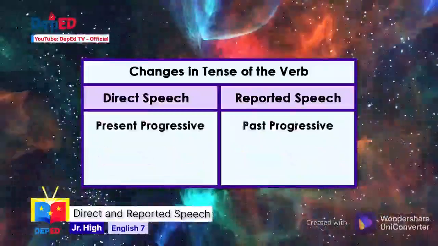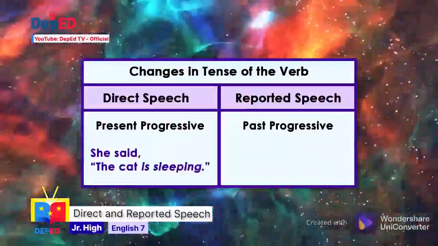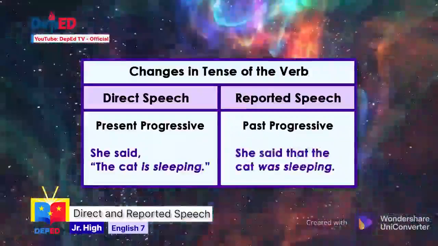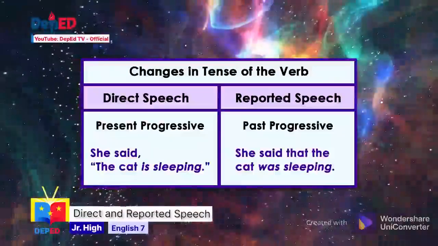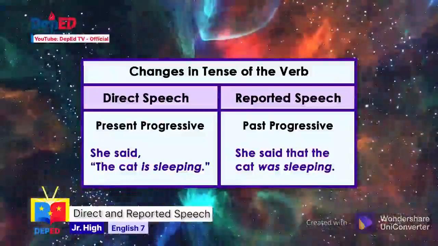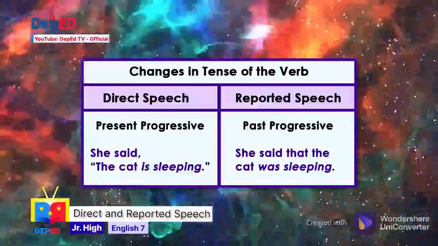Present progressive. She said, "The cat is sleeping." Past progressive. She said that the cat was sleeping. In direct speech, the verb sleeping is in its present progressive tense. In reported speech, the verb becomes was sleeping, which is in its past progressive tense.